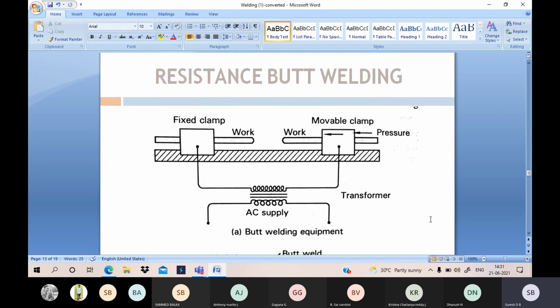Next one, resistance butt welding. Butt welding means what? How to connect both the pieces.